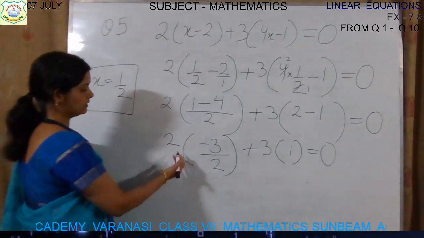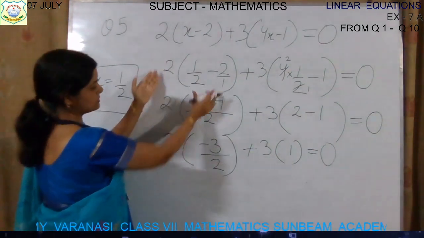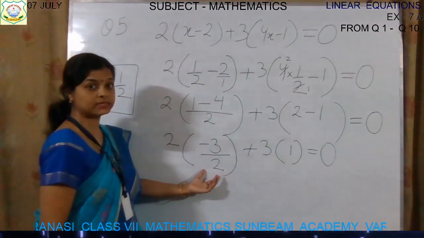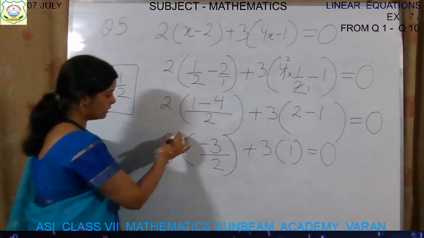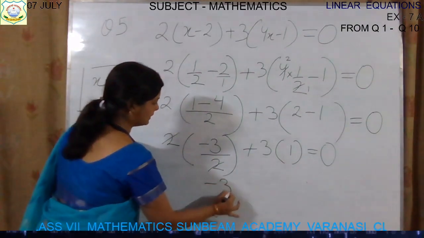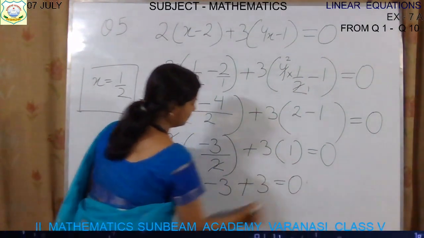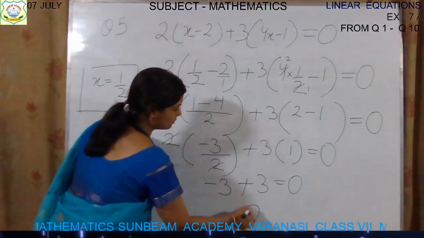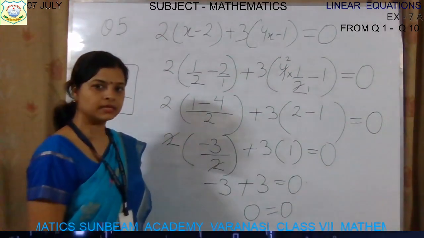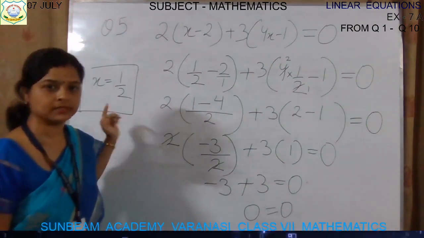Now the next part. Now children, you can see, now these two can be simplified, not here, because there are 2 terms, but now see this one, the value inside the bracket is only 1 term. So now you can simplify. 2 1s are 2, 2 1s are 2. How much is left? Minus 3. Minus 3 plus 3 1s are 3 is equal to 0. Minus 3 plus 3, 0 is equal to 0. LHS is equal to RHS. Hence, our answer X is equal to 1 by 2 is correct.